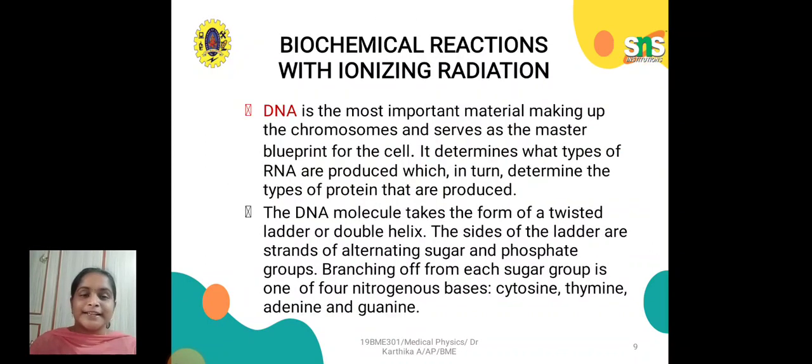Next one, it is about biochemical reactions with ionizing radiation. Here, the DNA is the most important material making up the chromosomes and serves as the master blueprint for the cell. We know that very well. This DNA determines what types of RNA are produced, which in turn determine the types of protein that are produced. Here, the DNA molecule is in the form of a twisted ladder or double helix.